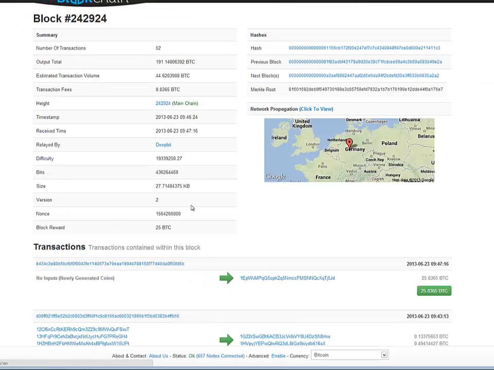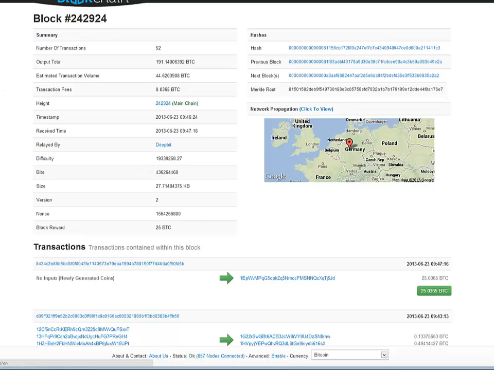You can see that here's information about block 252924. It has this hash. This is the ID of the block. So if you want to get information about this block, you have to give this as a parameter to a function to the Bitcoin client.